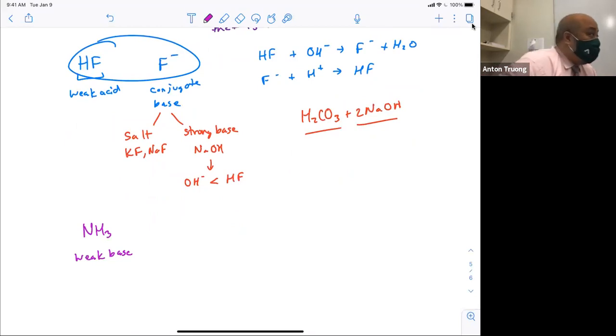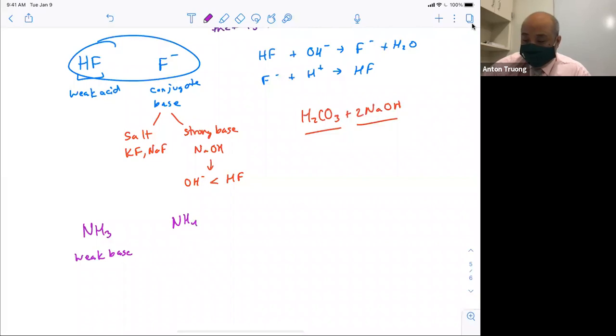NH3, weak base, ammonia. Okay. For it to act as a buffer, what other species do you need in this buffer solution? Alexander? NH4 plus. Careful with the plus. You've got to write the plus because it's got to gain a hydrogen, and this has got to lose a hydrogen because you're making the conjugate. So this is your conjugate acid.